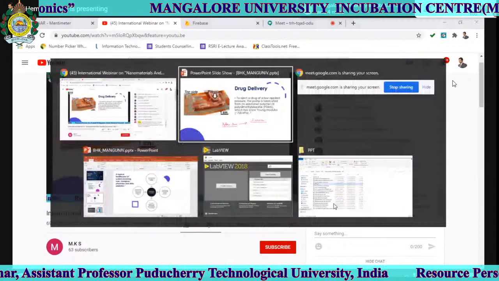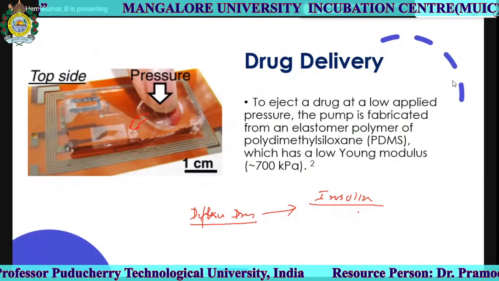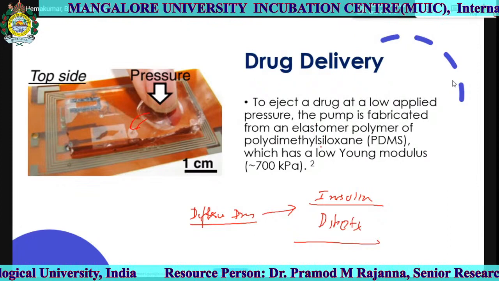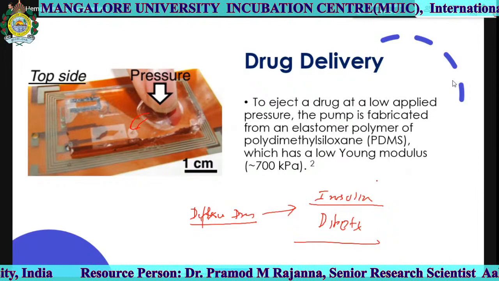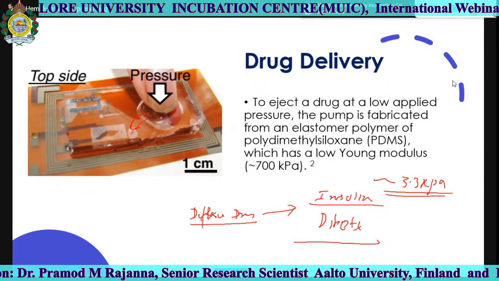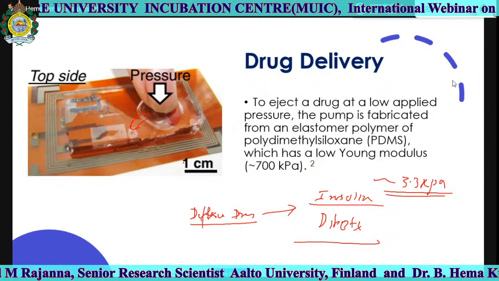Okay, fine. Back to the topic. So insulin for drug delivery for diabetes patients. It is fabricated out of an elastomer, polydimethylsiloxane. Typically, a normal gentle human touch is around 3.3 kilopascals. The pressure is around 3.3 kilopascals for a gentle normal touch. This touch will infuse the drug into the patient via a diffusion mechanism. So this is all about the components of your system.